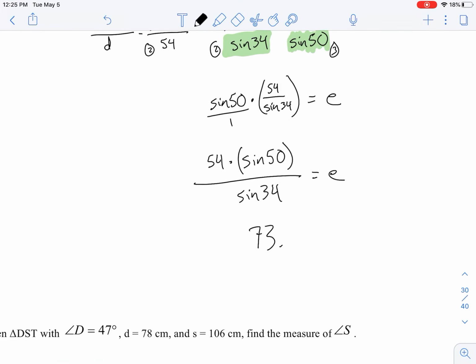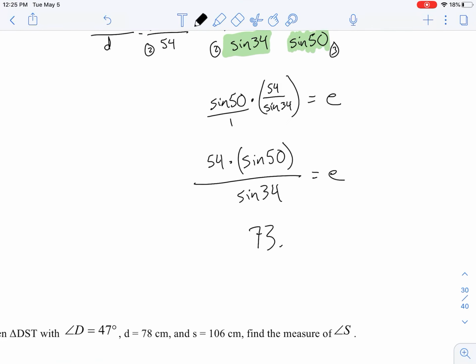73.98 is equal to E, and that was in meters, I do believe. I can double check there. So we have solved for a side length of this triangle right here, E being 73.98 meters. This did say values, so it does want us to find all the values.